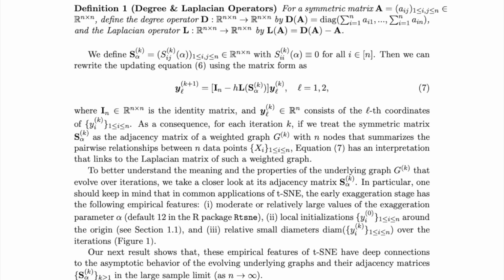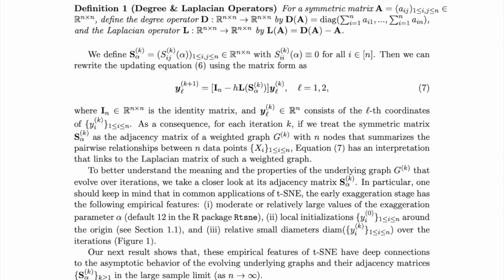To better understand the meaning and the properties of the underlying graph G^(k) that evolve over iterations, we take a closer look at its adjacency matrix S^(k)(α). In particular, one should keep in mind that in common applications of t-SNE, the early exaggeration stage has the following empirical features. (i) Moderate or relatively large values of the exaggeration parameter α, default 12 in the R package t-SNE. (ii) Local initializations y_i^(0), 1 ≤ i ≤ n around the origin, see Section 1.1, and (iii) relatively small diameters diam({y_i^(k)}, 1 ≤ i ≤ n) over the iterations, Figure 1.